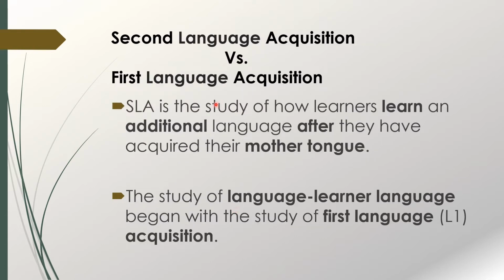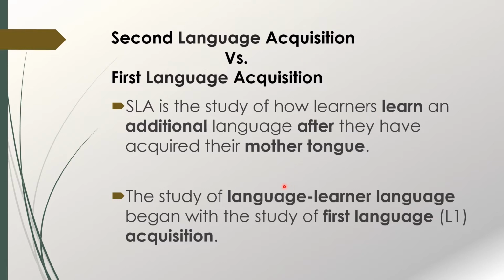And SLA versus FLA, that means first language acquisition. Second language acquisition versus first language acquisition. So what are the things we need to look at? SLA is the study of how learners learn an additional language after they have acquired their mother tongue. So first you have to learn the mother tongue, then you are going to learn the additional language, and that additional language is referred to as second language acquisition.